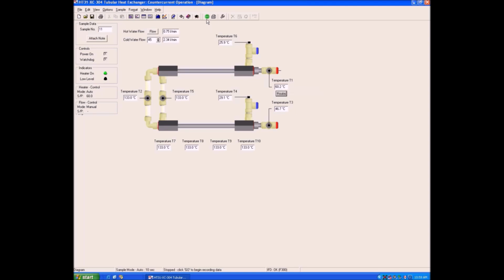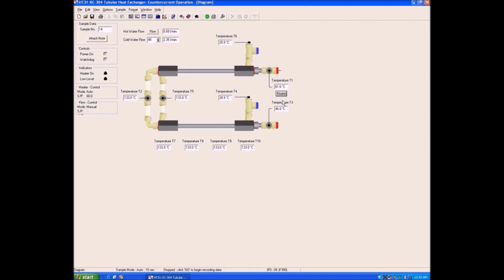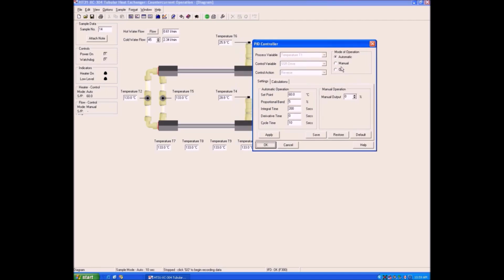Now the temperature has reached about 60. Click on go and click on table and wait for a few more samples to record. When samples reach 15, now this is 9, 10, 11, 12, 13, 14, just wait for 15 and then click on stop, and now view table. Make the heater off and apply OK.